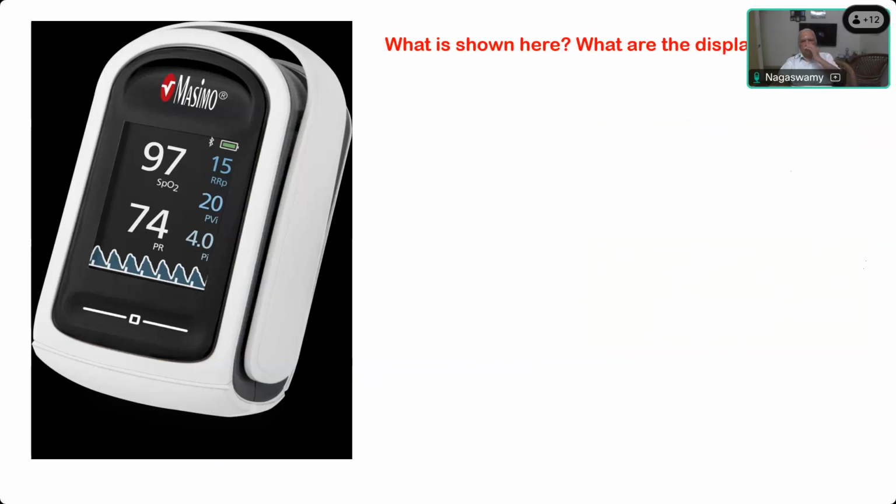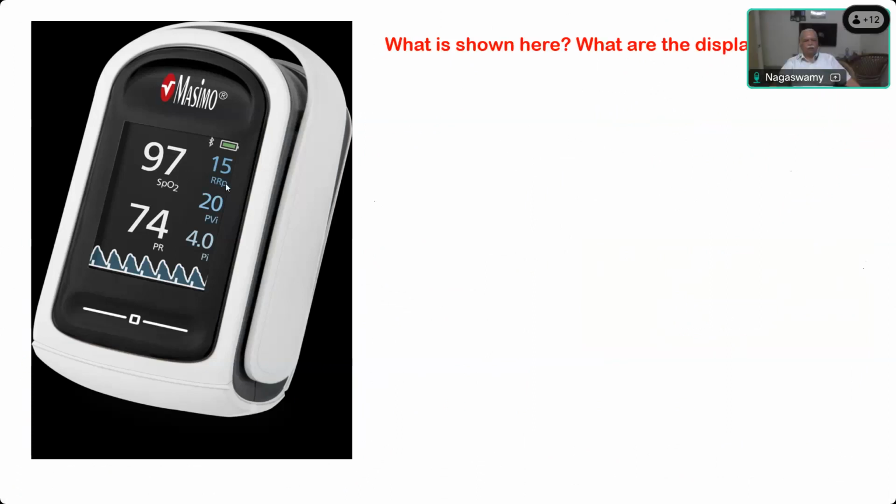What is shown here and what are the displays that you see in this? Pulse oximeter. What type of pulse oximeter? Portable finger probe pulse oximeter. Very good. So what are all the displays that you are seeing here? Peripheral saturation, pulse rate, pulse index, respiratory rate.